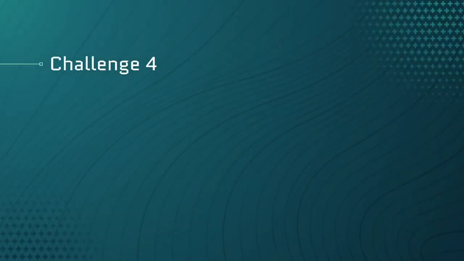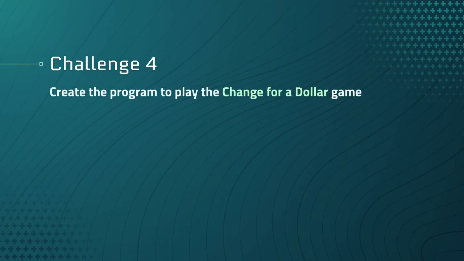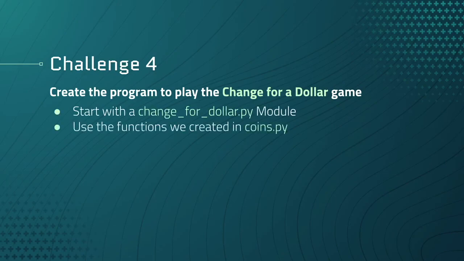In the final challenge of this chapter, all you need to do is complete the game. Create the program to play the Change for a Dollar game. Start by creating a changeForDollar.py module where your program will be, and use the functions we already created in coins.py. They do almost everything you need to complete the program, and we know they work because we have tests around them, right?